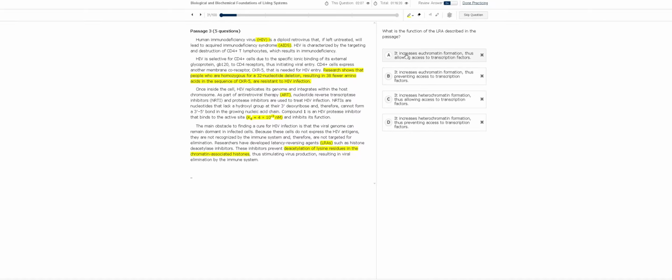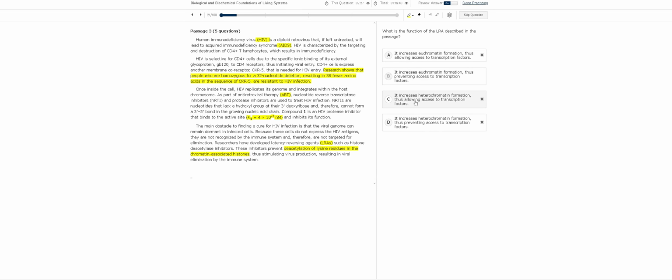For example, A says your chromatin allows transcription factors. Okay, that makes sense, I'll keep that. Then I'll look at B. They're saying your chromatin prevents, but we just said that euchromatin increases transcription. Why would it prevent it? So we can automatically eliminate B, even if we didn't read the passage. We know this is a completely false statement.